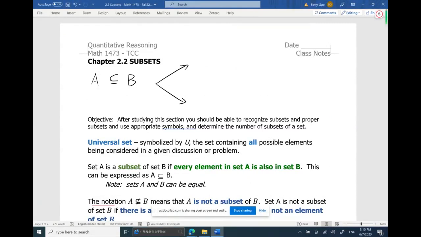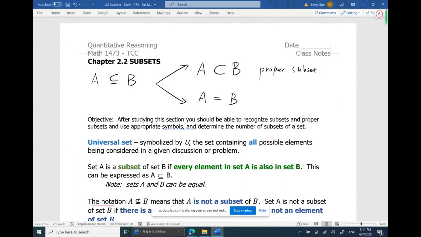Subset has two cases. The first case, A is a proper subset. Second case, A and B are equal to each other. All right, so when we see A is a subset of B, that means either A is a proper subset of B or A and B are equal to each other.